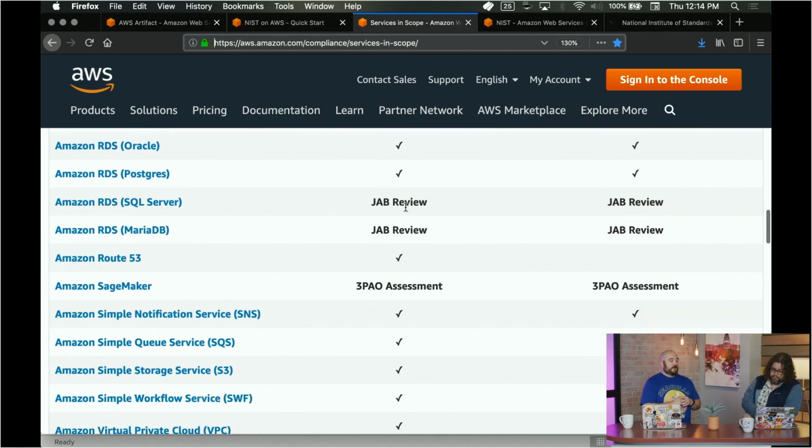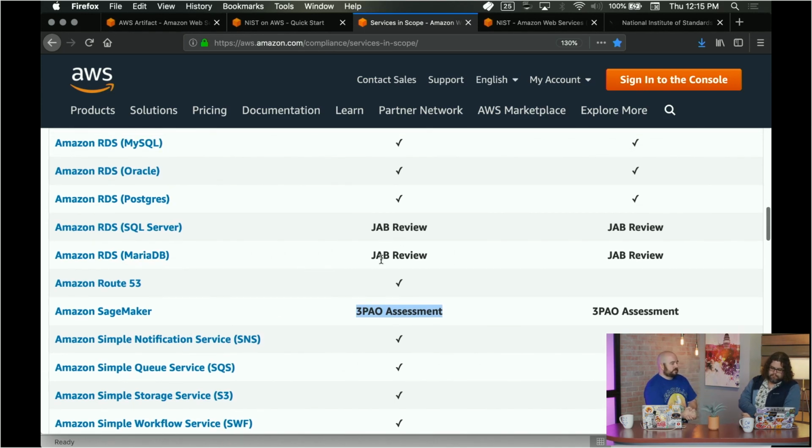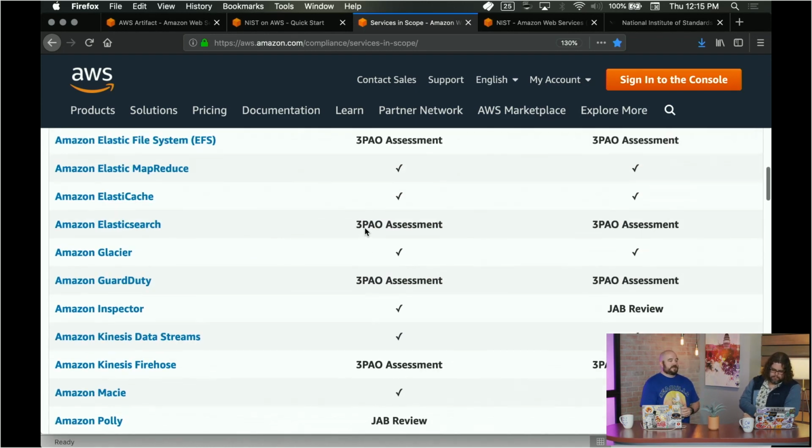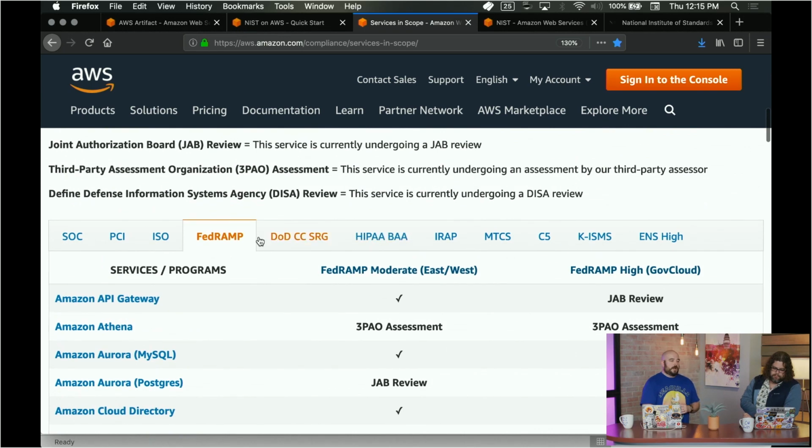If it says 3 P-ATO assessment, that means we've sent it out to our third-party assessment organization who's validating that the AWS implemented controls are going to meet the standard for that compliance regime. And then they're going to help us build the artifact to submit to the JAB. The JAB review is the Joint Authorization Board. That's who's actually going through the process of approving it as the governance body for that regime. So FedRAMP JAB, DoD CC SRG JAB, they're going through the process of saying, yes, this is good, please allow users to use it.